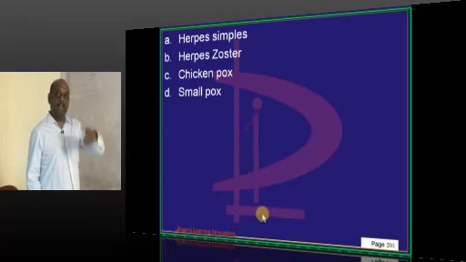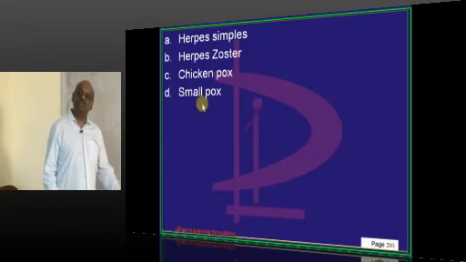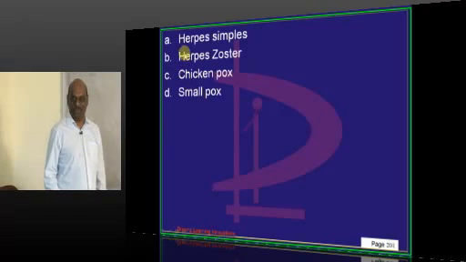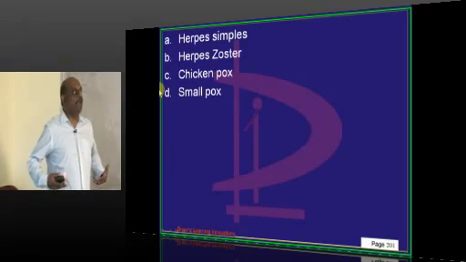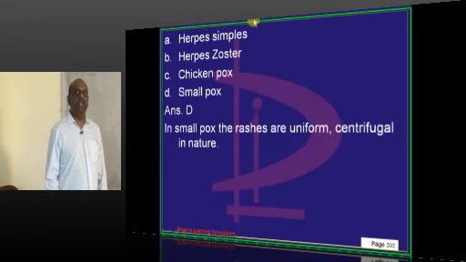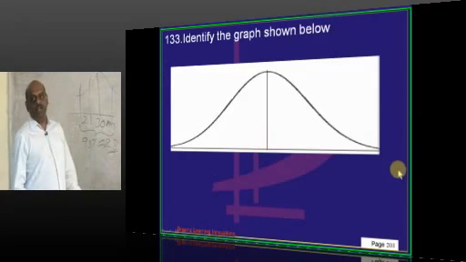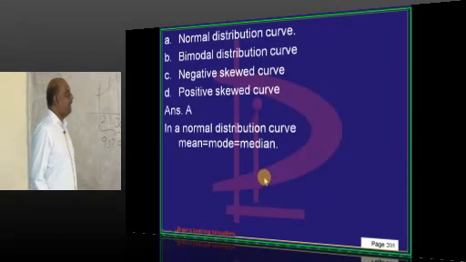But NEET PG is not eradicated, so it will give those things which happened during the Egyptian era also. The possibility is there, but truncal distribution of the rash is the one that should make you think about it. Right? So it's a normal distribution where mean is equal to median is equal to mode.